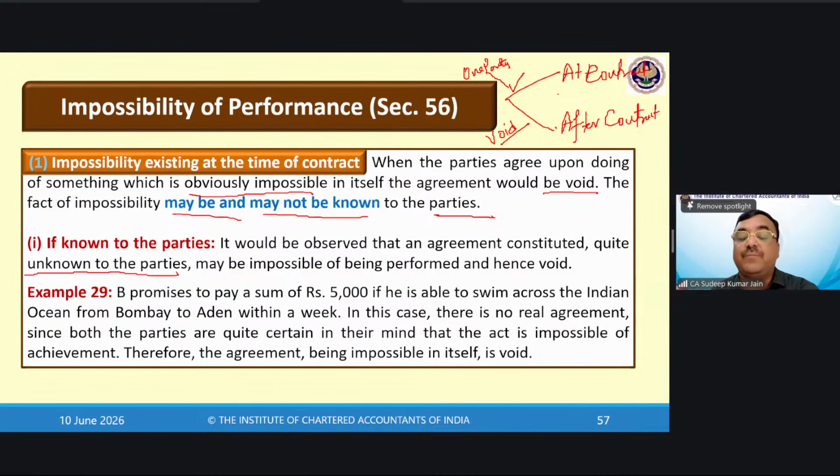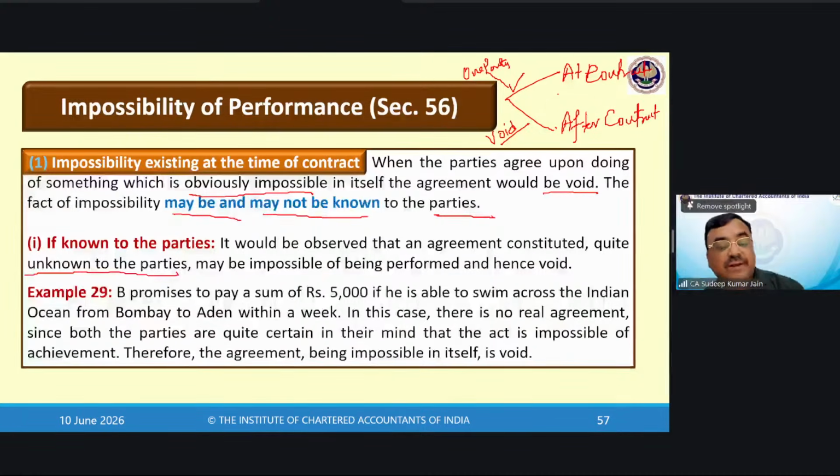Therefore, the agreement being impossible in itself is void. Please note down, if there is impossibility of the performance at the time of contract, the contract is void. If known to the parties, even then the contract is void. When the parties agree upon doing something which is obviously impossible in itself, the agreement would be void. The fact of impossibility may or may not be known to the parties. If known to the parties, an agreement may be impossible of being performed and hence void.